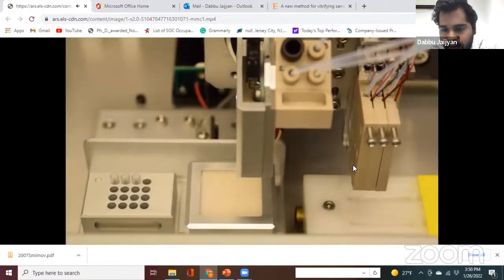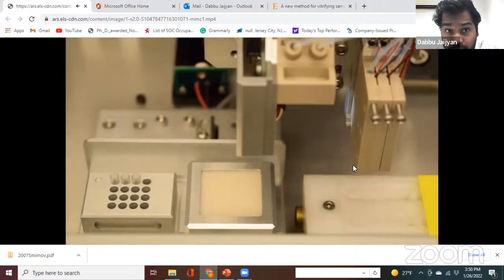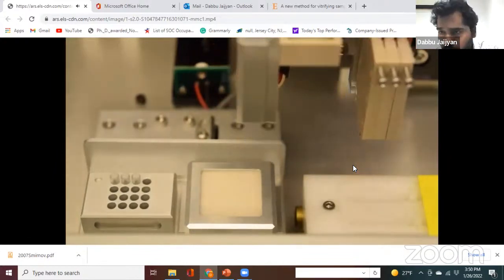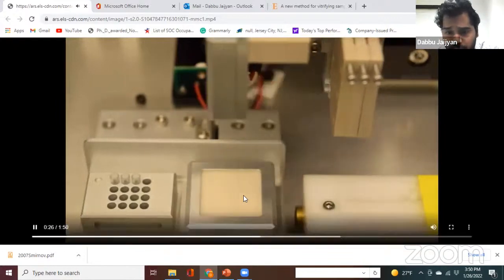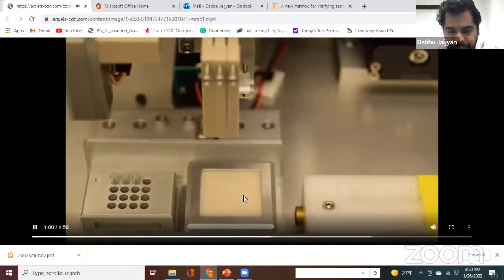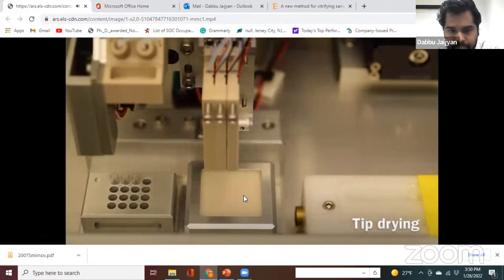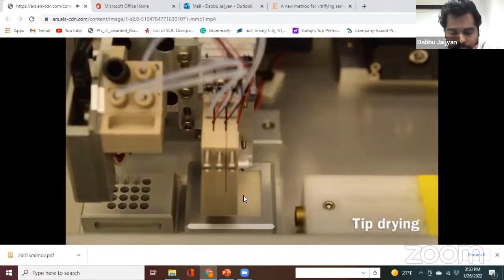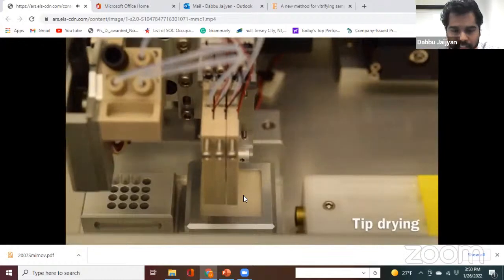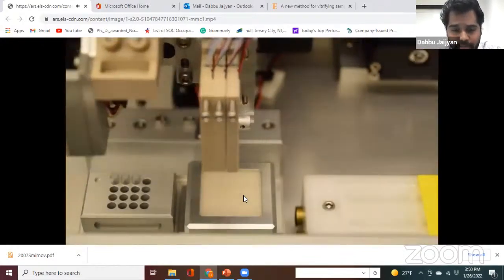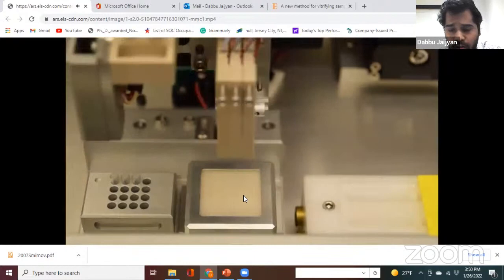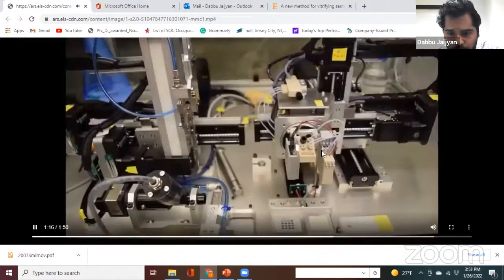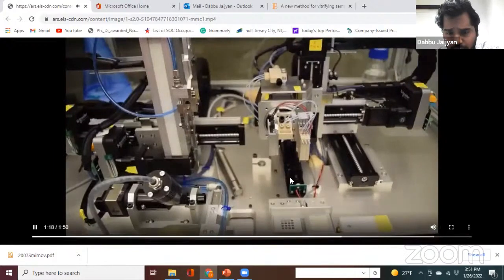And also here we are dealing with protein samples in nanoliters, so we don't want to contaminate our sample with this wash solution or buffer. Therefore, the tips will be dried over here. So all the process is automatic here. It is controlled by highly designed software and hardware. Now you can see this is moving in the horizontal direction.